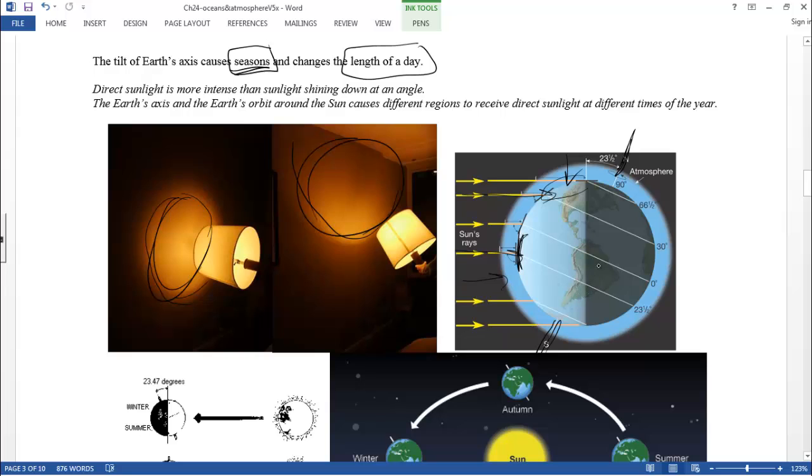So in the southern hemisphere, South America and so forth, in this diagram, they're experiencing their summer. Whereas in the northern hemisphere, we're at an angle away from the sun. We're getting the indirect light, the light at an angle. We're experiencing cooler temperatures. This is winter for us.